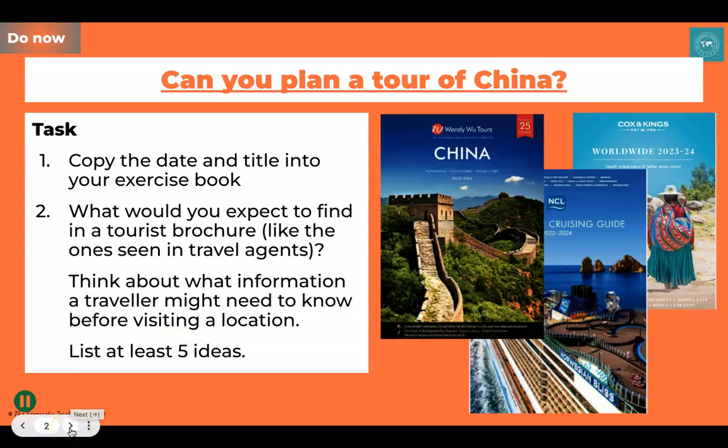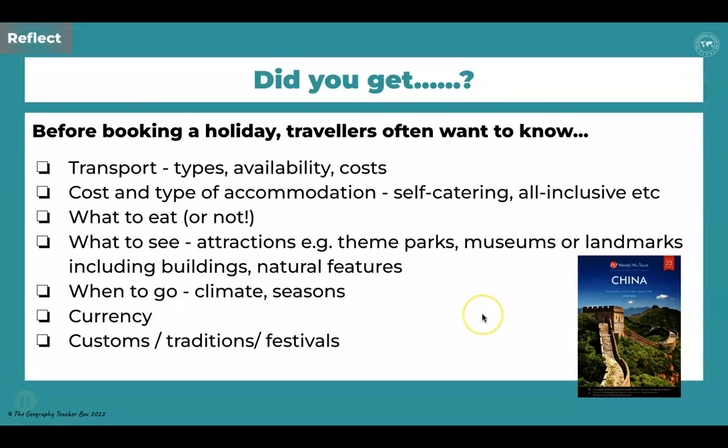Okay, if you're ready, let's go through some different points that you might have also included. So before booking a holiday, travellers will often want to know, firstly, transport. How are they going to get to places? What sort of transport's available? How much will it cost them to use that transport?